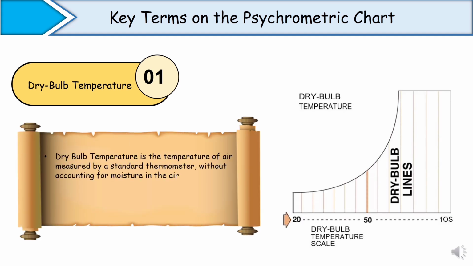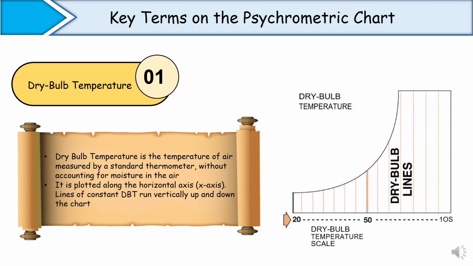See, dry bulb temperature is the temperature of air measured by a standard thermometer without accounting for moisture in the air. Here you have to remember one point. The dry bulb temperature is a fundamental parameter in HVAC systems as it represents the sensible heat in the air, and it is used to determine heating or cooling needs without considering humidity.